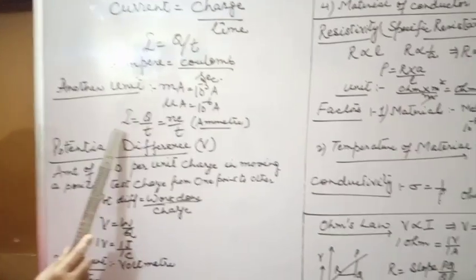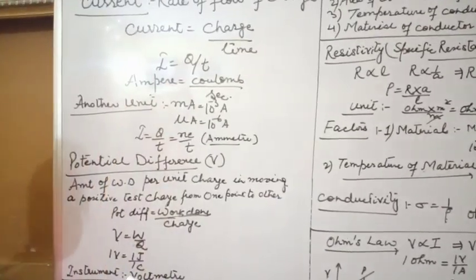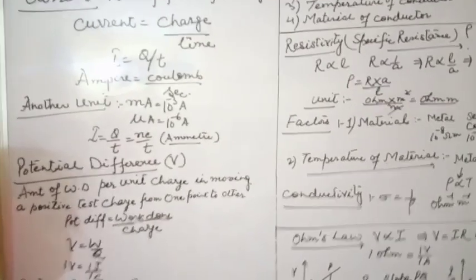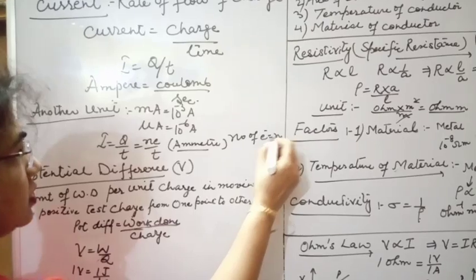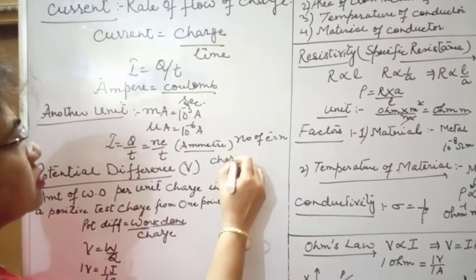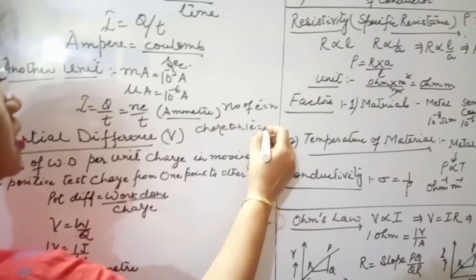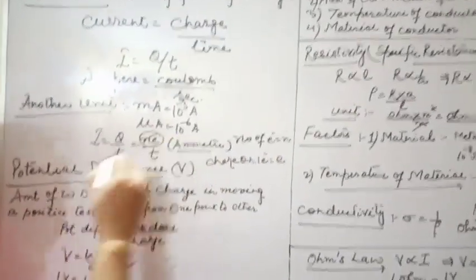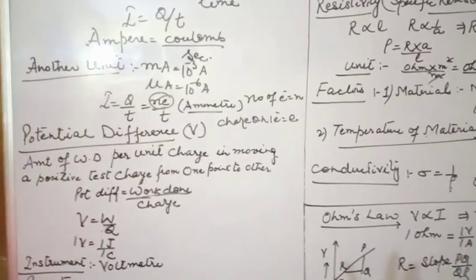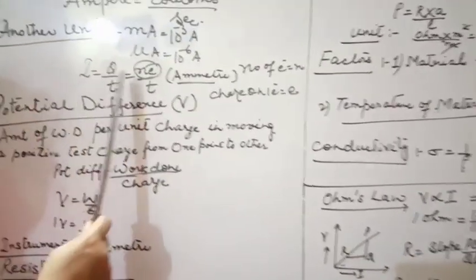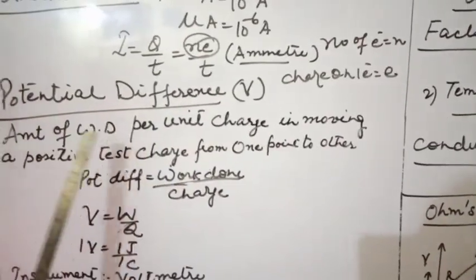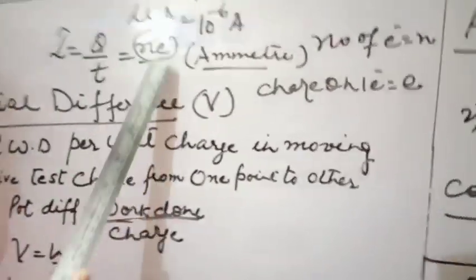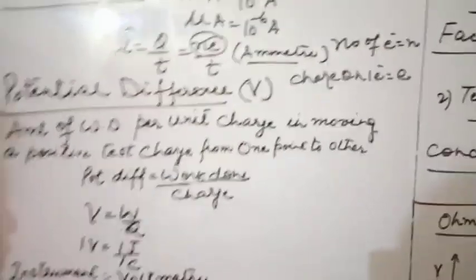Next one more formula, I is equal to Q upon T, that you have already done. But if in the circuit, number of electrons is equal to N and charge on one electron is e, so total charge will be Ne. So instead of Q, I will write down Ne upon T. This formula I use, suppose you want to find out the number of electrons flowing in the circuit, or charge on electron, or current flowing in the circuit. Out of these 4 variables, 3 are given and 1 is required.